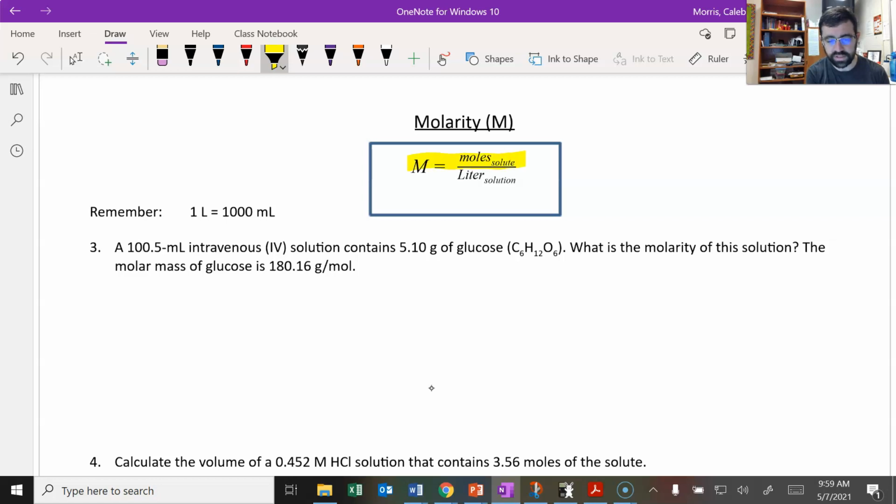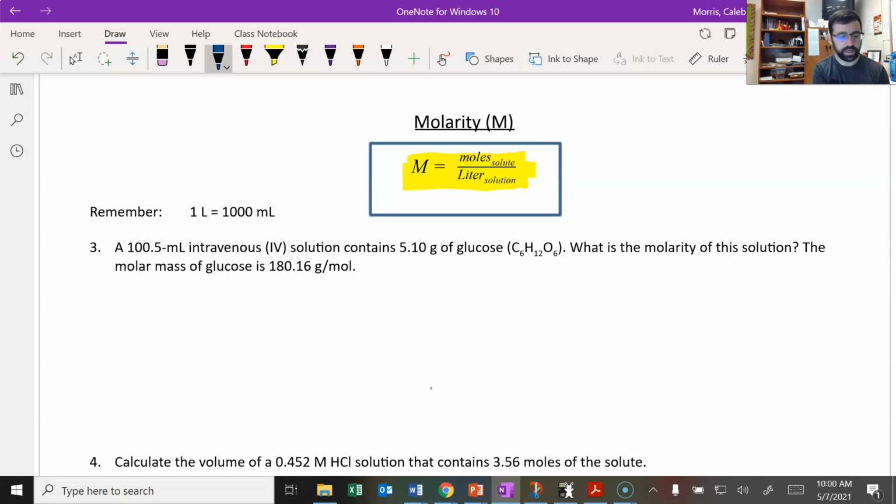Molarity is the moles of solute divided by liters of solution. It's important to make sure that you always have liters of solution in the denominator, not just liters of the solvent. Also, the solute. Don't forget, you have to convert to moles, so we're going to be using molar mass. Let's go ahead and get started with our first example.